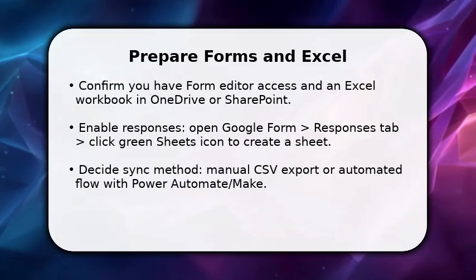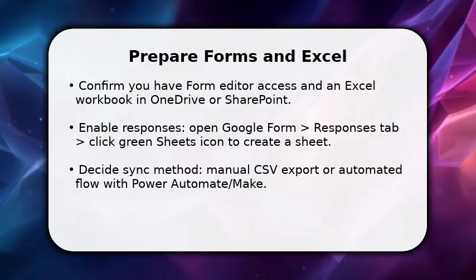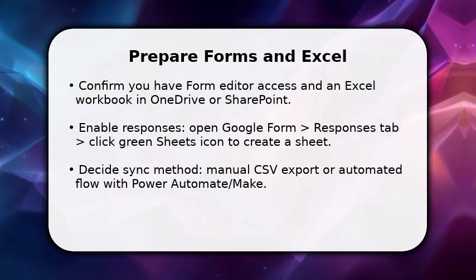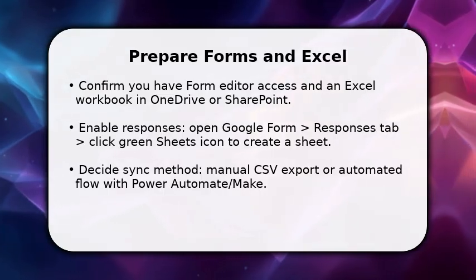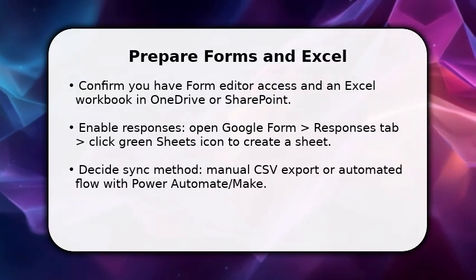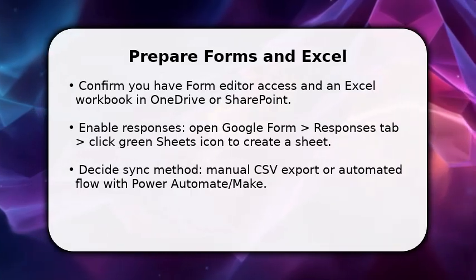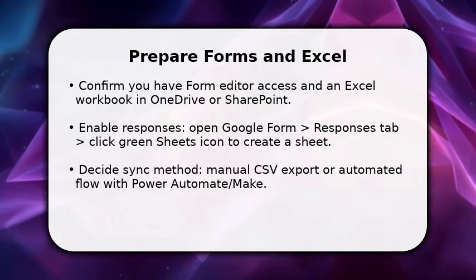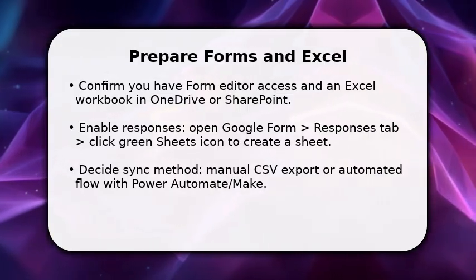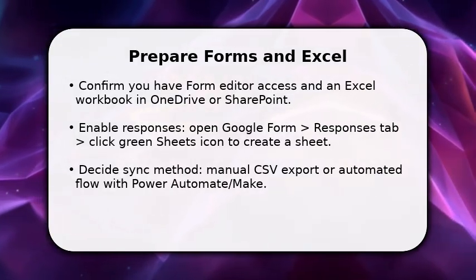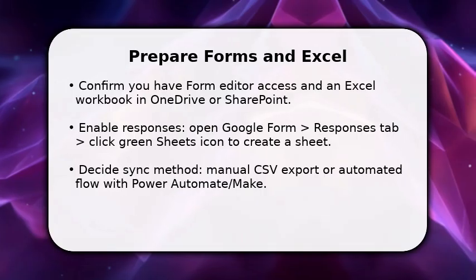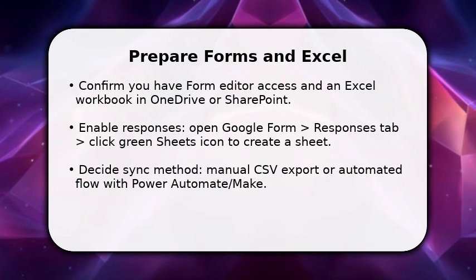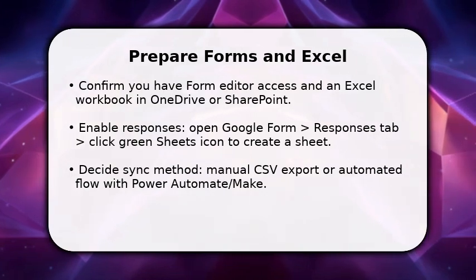You start by preparing both ends, your Google form and an Excel file stored in OneDrive or SharePoint. Open the form and click Responses, then create the linked Google Sheet so submission data flows into it. Once done, decide whether you'll export CSVs manually or set up an automated connector using Power Automate or Make. Make sure to name columns consistently. This preserves mapping. Now that the source and destination exist, we move to building the automation or export routine.